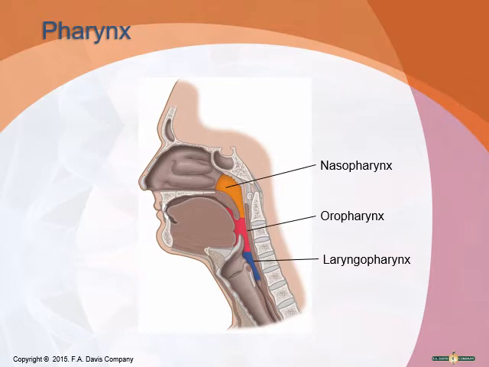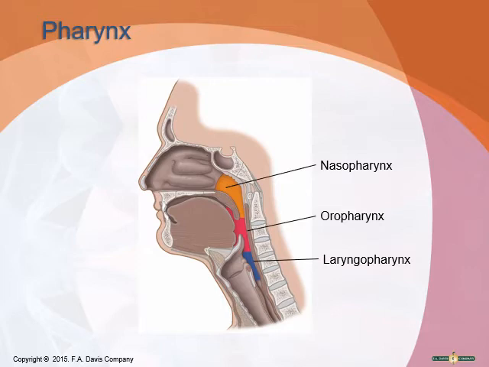The next region of the pharynx is called the oropharynx. Food and air pass through this region. So this is the space between the soft palate and the base of the tongue. It contains the palatine tonsils, which are the ones that are most commonly removed by a tonsillectomy, as well as the lingual tonsils that are found at the base of the tongue.